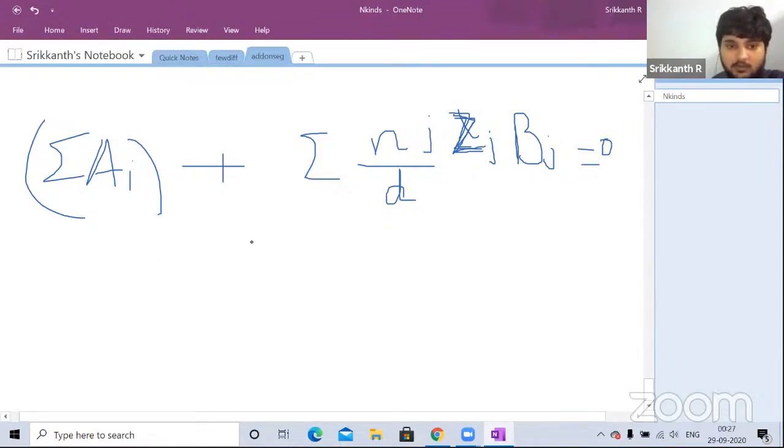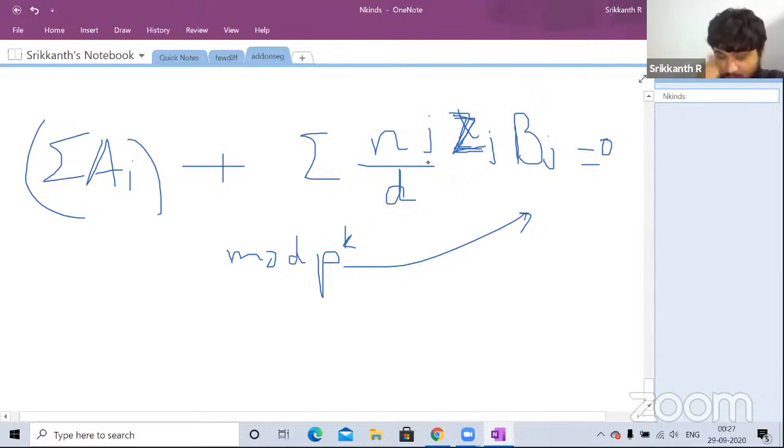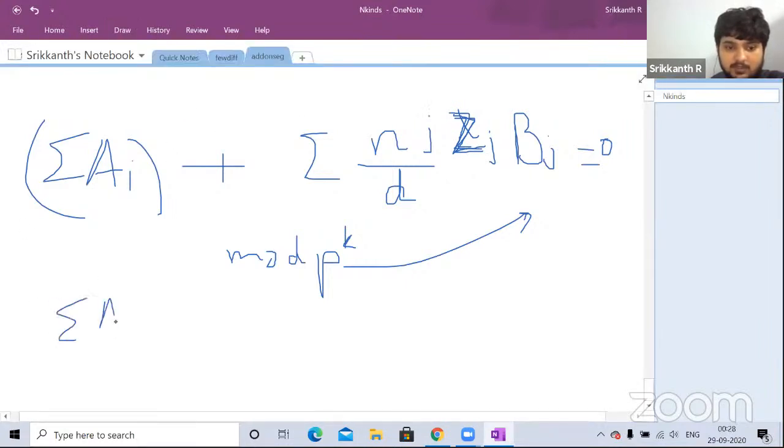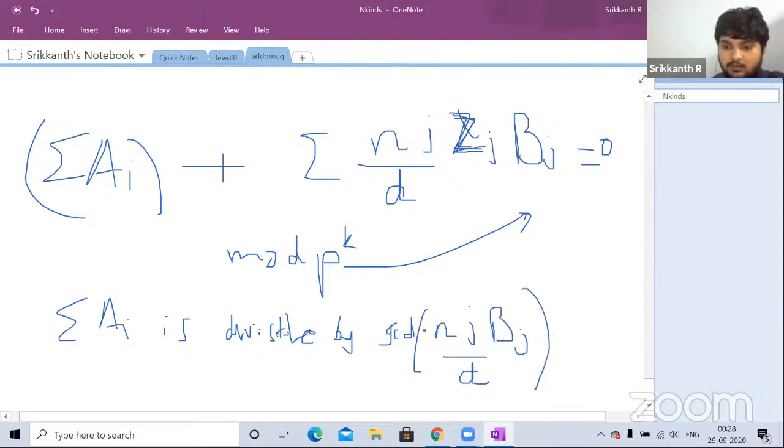So consider this guy modulo p part k. Again, for some p part k, that's divisible by some p. Right. So note that, firstly, let's state the obvious fact that sigma ai is divisible by GCD of n into j by d into bj. So you can take n out here. Yeah, so sigma ai is divisible by n into GCD of j bj by.